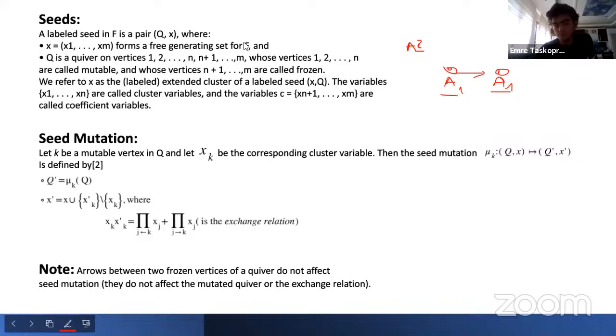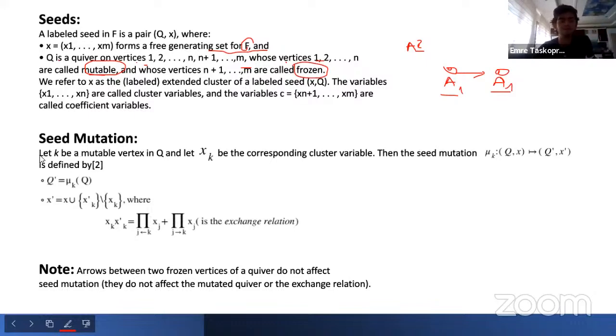And when we look at the definition of a seed, a labeled seed in F is a pair (Q, X), where X, which is X1 through Xn, forms a free generating set for F. Q is a quiver on vertices 1 through n. And there will be 2 types of vertices that we're going to see today. One of them is called a mutable vertex, and the other one is called a frozen vertex.